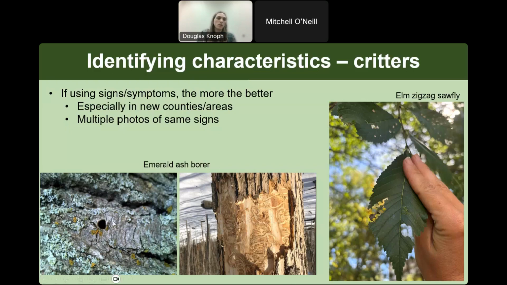But if you're able to take 4 or 5 pictures of these very distinct D-shaped holes, as well as peel back the bark on a tree and show these S-shaped galleries, that might be enough evidence for them to confirm it. So taking multiple photos of the same signs, so, multiple galleries, multiple exit holes. If you're looking for elm zigzag sawfly and you see several leaves that have feeding damage on it, the more you can collect, the better the record will stand to be confirmed.